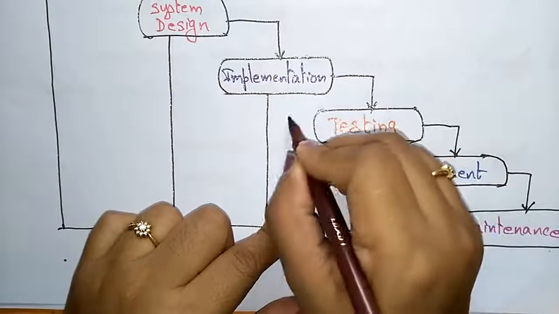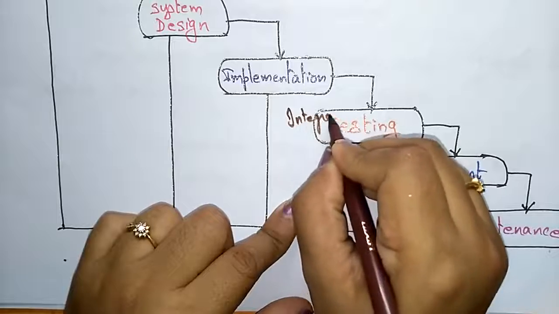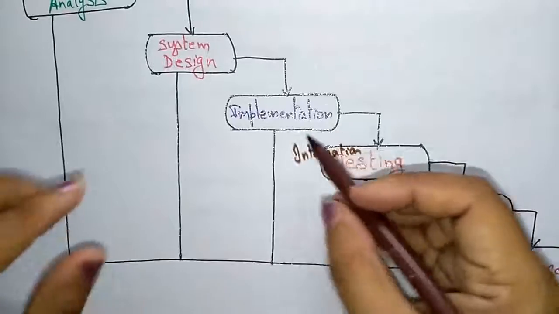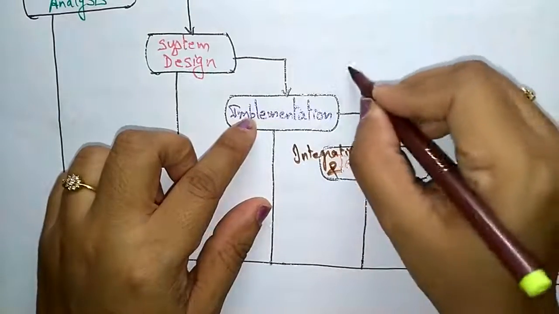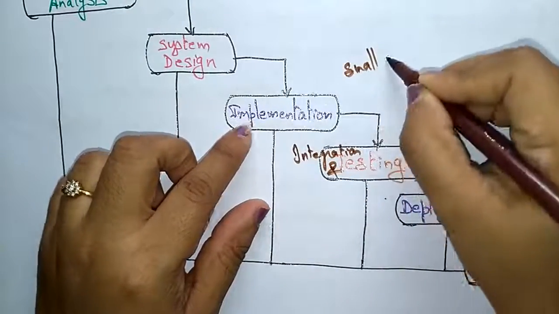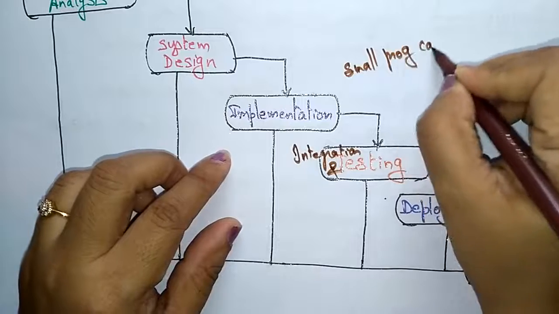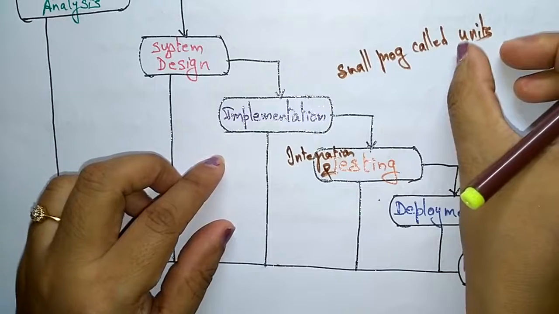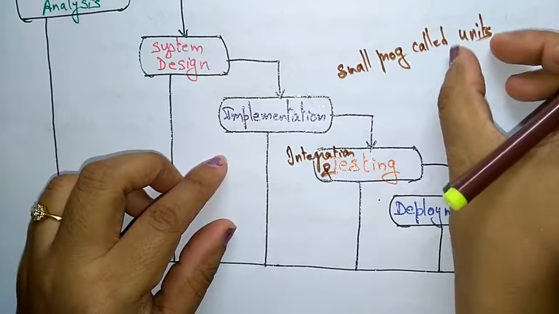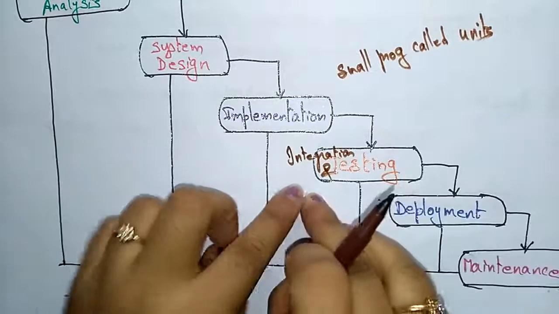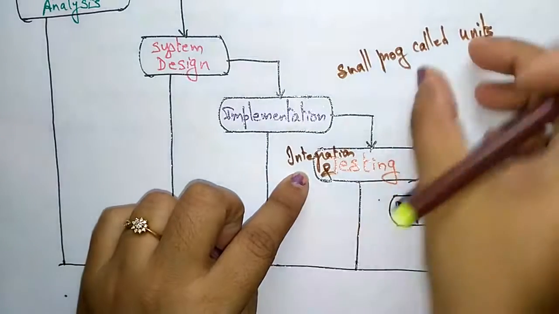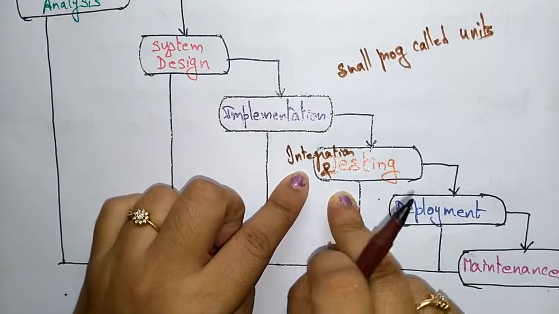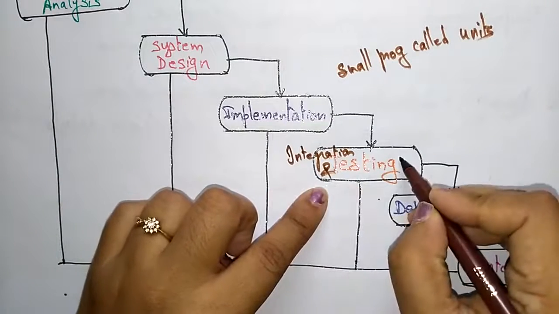Let me write one more point: integration and testing. So here I'm making small programs called units. So each unit we are testing. After that you have to combine all units, and that you call integration. All units are integrated and the complete product is tested for any faults and failures in this phase.